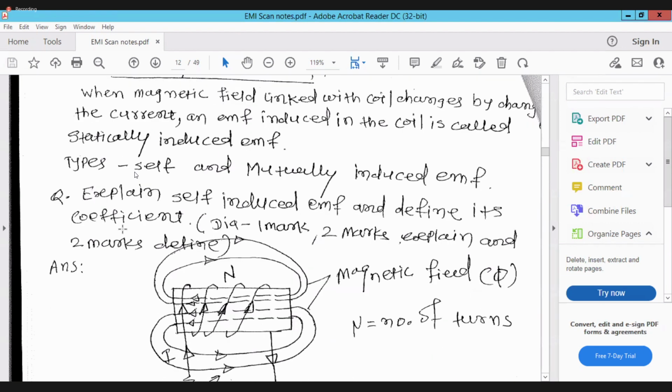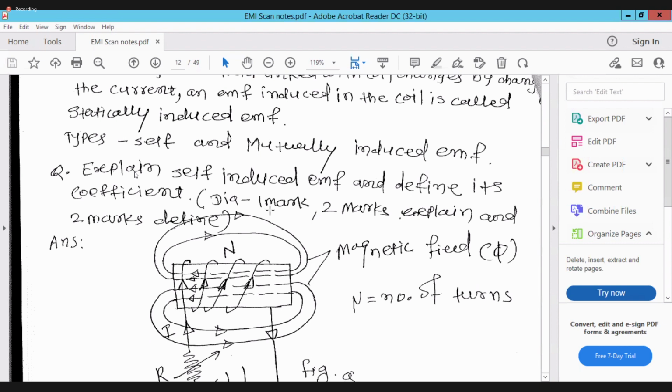Then what is the question over here? Explain the self-induced EMF and define its coefficient. Now, what is the distribution of the marks? 1 mark for the diagram, 2 marks for the explanation, and 2 marks for the definition of its coefficient. The coefficient is called self-inductance.